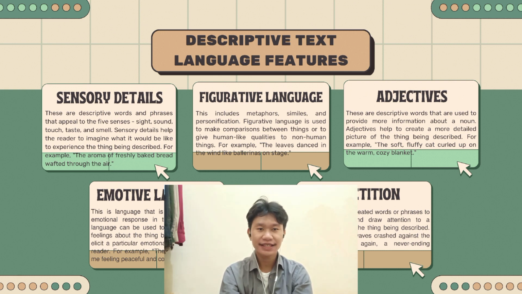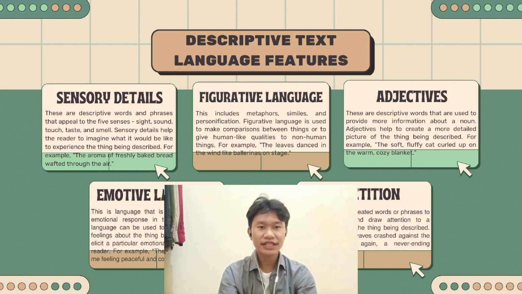So the first one is sensory details. These are descriptive words and phrases that appeal to the five senses: sight, sound, touch, taste, and smell. Sensory details help the reader to imagine what it would be like to experience the thing being described. For example, the aroma of freshly baked bread wafted through the air.